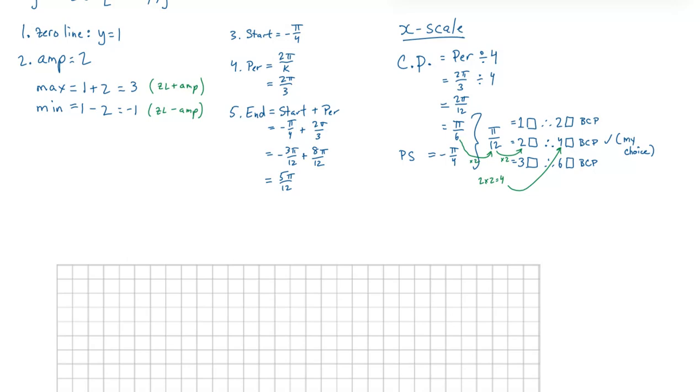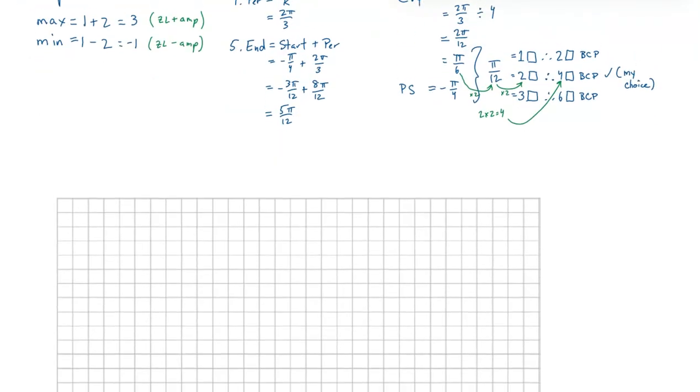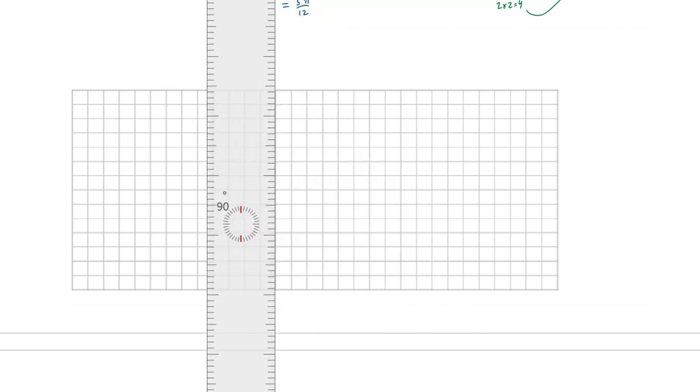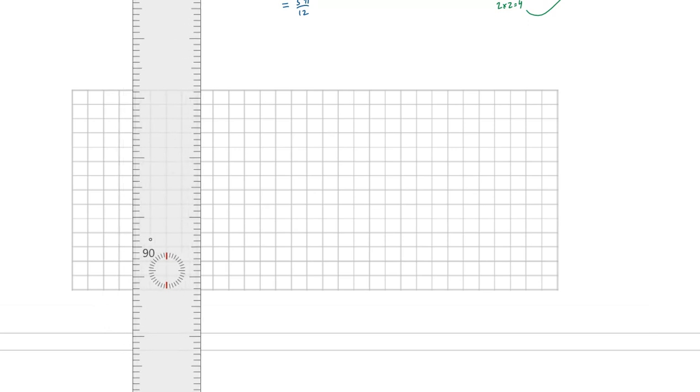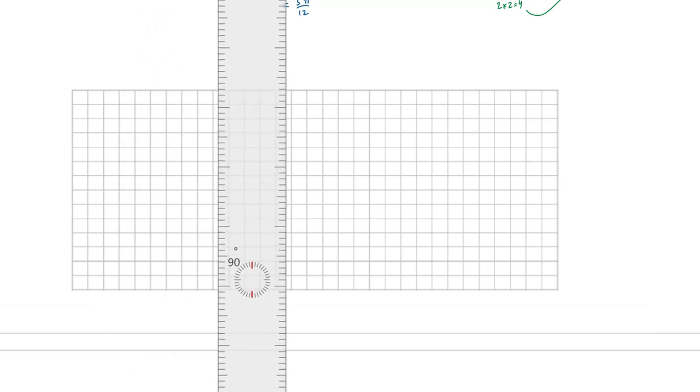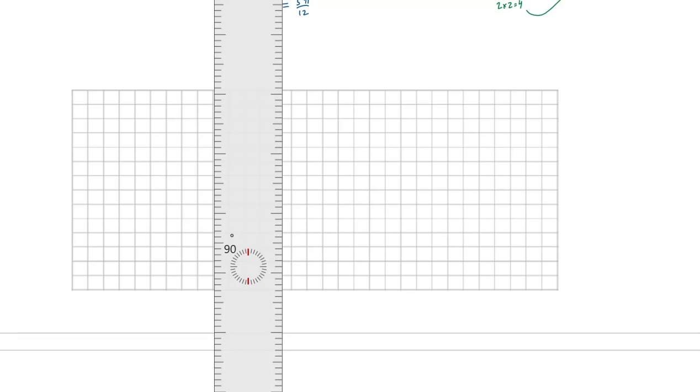Okay, so let me see here. I've got to go at least 6 squares to get to my starting point, I think. So if I start around here, I go 1, 2, 3, 4, 5, 6. So I am going to put, whoops, I lost it already. I'm going to pull out my ruler. Definitely be using a ruler when you're making these. So I'll put it somewhere right there. I think it should be totally fine.